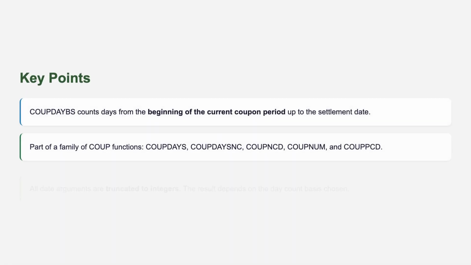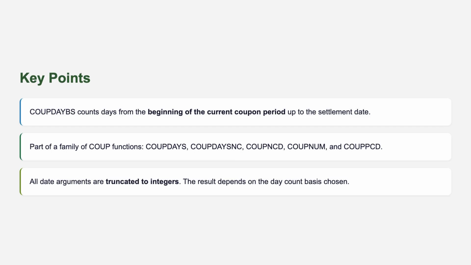Key points to remember. COUPDAYBS is part of a family of coupon functions including COUPDAYS, COUPDAYSNC, COUPNCD, COUPNUM, and COUPPCD. The result depends on the day count basis chosen. All date arguments are truncated to integers.